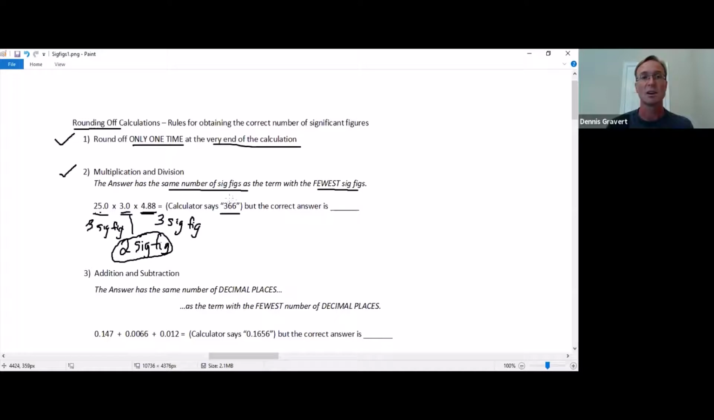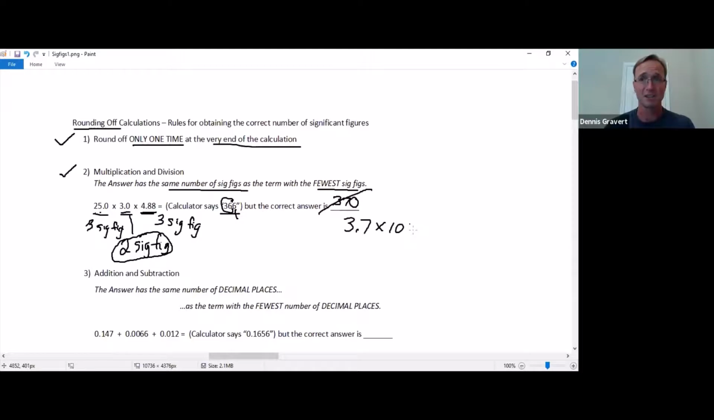And the term with the fewest decides the answer's number of sig figs. So there's 2. So I only get to keep 2 of these, the 3 and a 6. Oh wait, but I have to round off. And so if the first number that you're dropping is a 5 or greater, you have to round up. So it's not 36, it's 37. Wait, not 37, right? You have to change it to a 0. 370 is the correct answer, with only 2 sig figs. And if the teacher's saying, I'm going to give you points for the correct number of sig figs, and you want all those points, I wouldn't write it this way. I would write it this way.